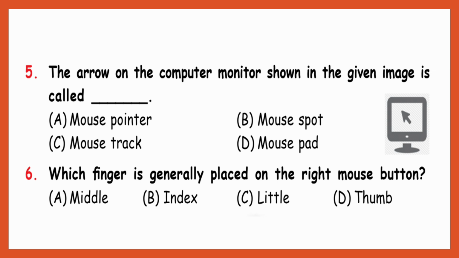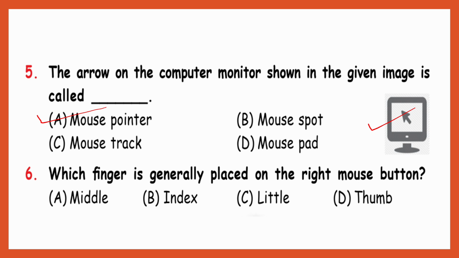The arrow on the computer monitor shown in the given image is called dash. Option A, mouse pointer. Option B, mouse spot. Option C, mouse track. Option D, mouse pad. What's the correct answer? Option A, mouse pointer.